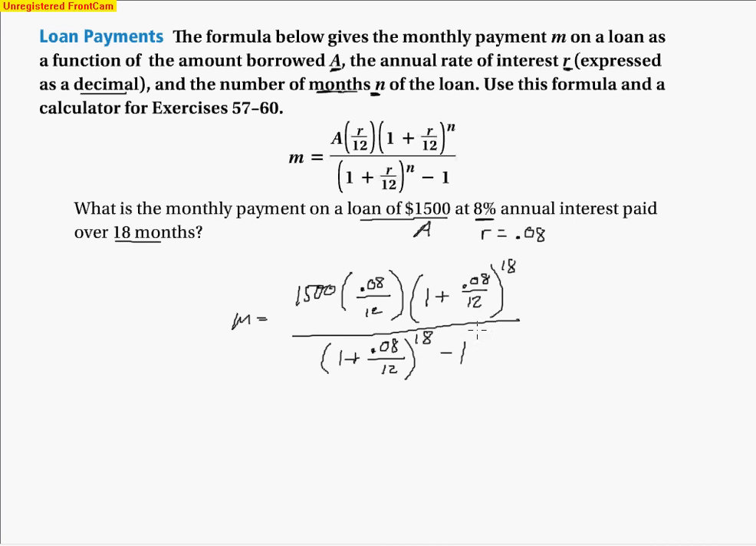So I'd enter all of that into the calculator as it is, and try doing that. See if you get the same answer. And so I ended up getting $88.71. So that's what we'll round to, just to the nearest cent.